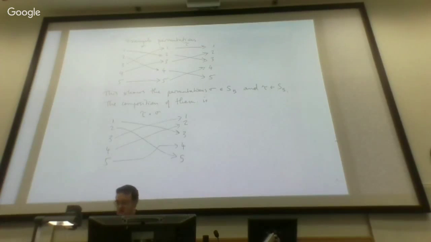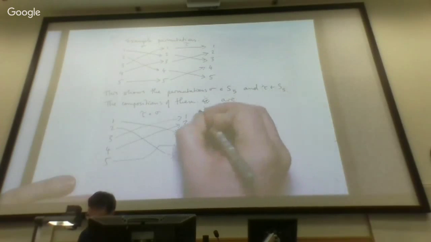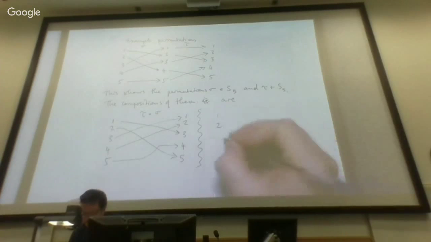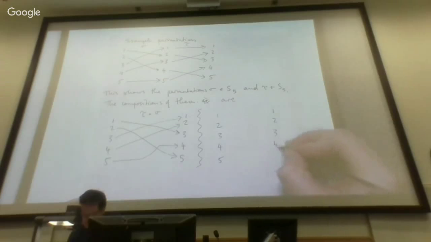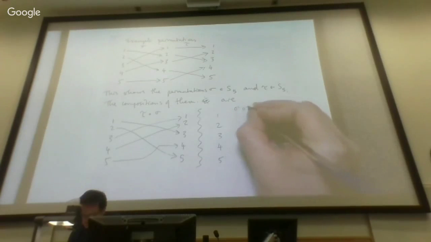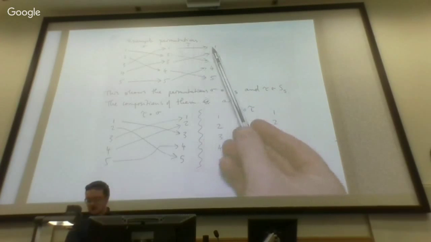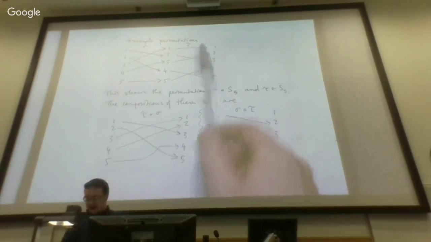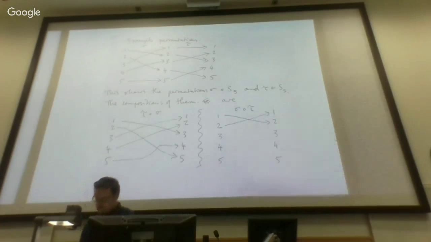Sigma after tau isn't so easy to read off because of the way we've got them written up here. So if we apply tau first and then sigma, well, tau sends 1 to 1, but sigma sends 1 to 2, so in total 1 goes to 2. Tau sends 2 to 3, but sigma sends 3 to 1, so in total 2 goes to 1.